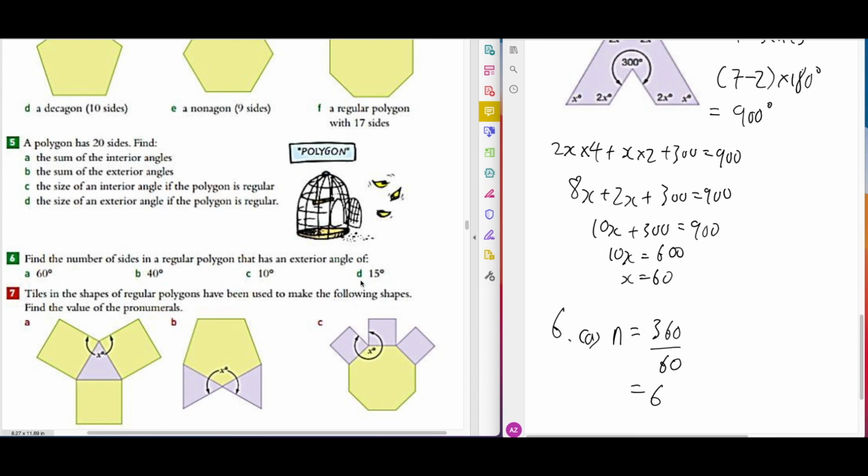Okay, and you just do the same for B, C, and D. So it's pretty straightforward. So hopefully there's no dramas.